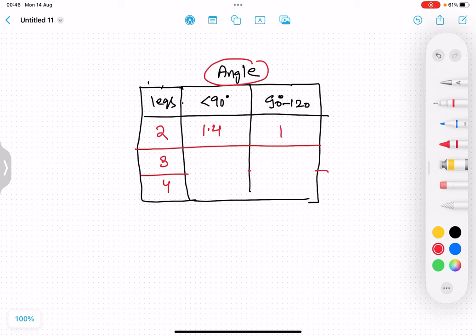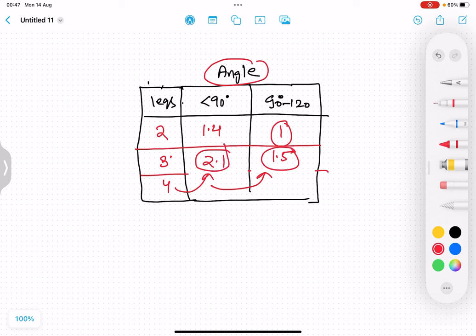If we are using 3 slings and the angle is less than 90 degrees, then it is 2.1. And if you are using 3 slings and the angle is between 90 and 120 degrees, then it is 1.5. Similarly for 4 slings, again 2.1 and 1.5. So you have to remember this table. If the angle is less than 90 degrees and you are using 2 slings, then 1.4. If the angle is between 90 and 120 degrees and you are using 2 slings, then the factor is 1. If you are using 3 or 4 slings, and the angle is less than 90 degrees, the mode factor is 2.1, else 1.5.